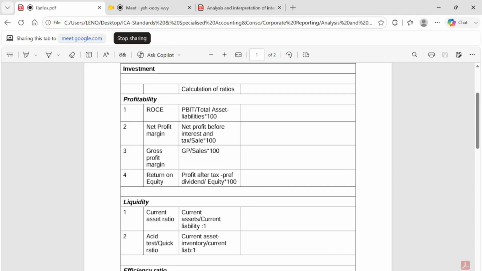Now the second one is net profit margin. Net profit margin is how much their profit is against their total sales. So here, this will also give the investors or interested parties their profits against their revenue. Their net profit is measured against their revenue or their sales.